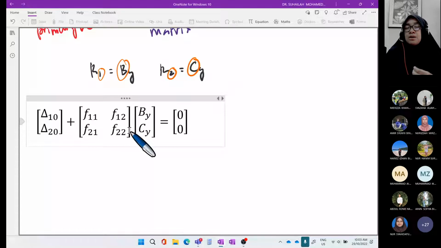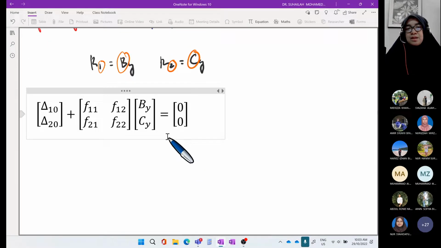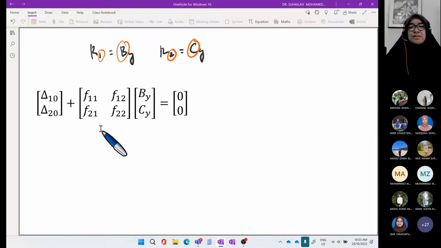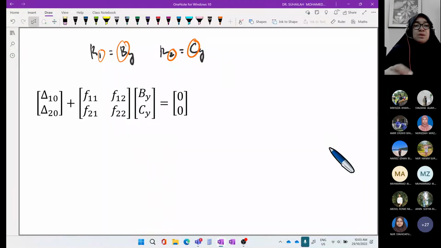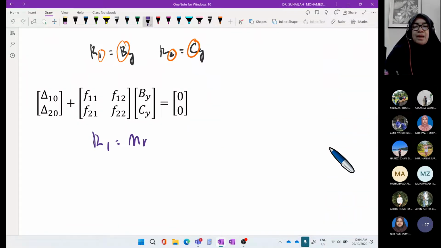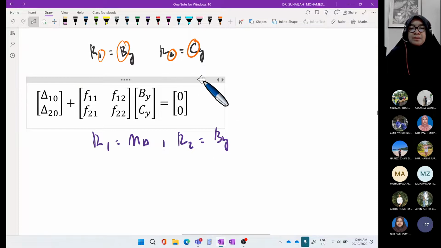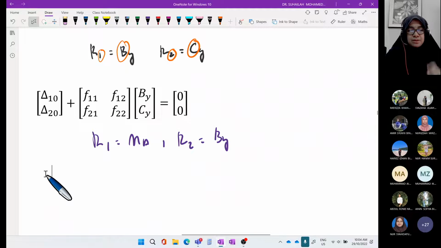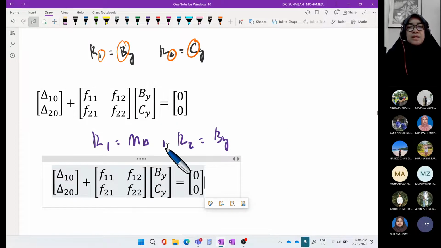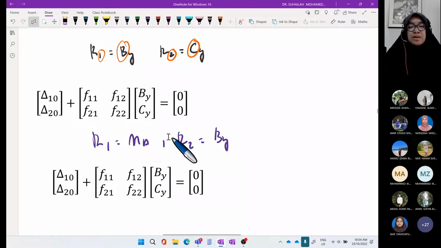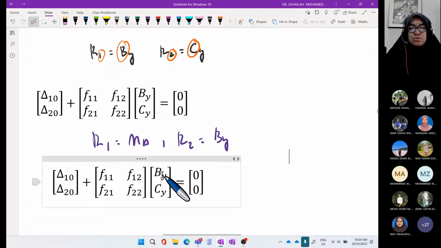So what happens if we change the redundant? For example, now we change to set number 2. Remember set number 2 just now? In set number 2, we have R1 is MA, R2 is BY. We can write the standard format of this compatibility equation directly after we choose the redundant, and we just need to change R1 now. We change to MA.